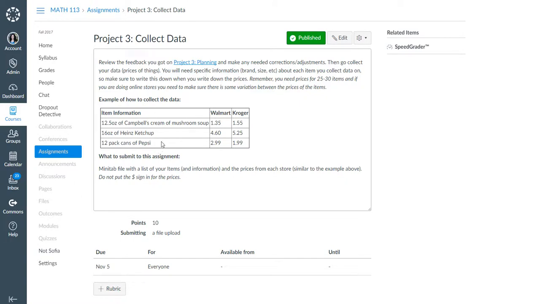So basically the Minitab file would look kind of like this, and the prices of each store similar to the example above, but do not put the $ in for the prices. Just enter in the dollars directly. Do not enter it in with the $. So that's what you're doing for collecting data.